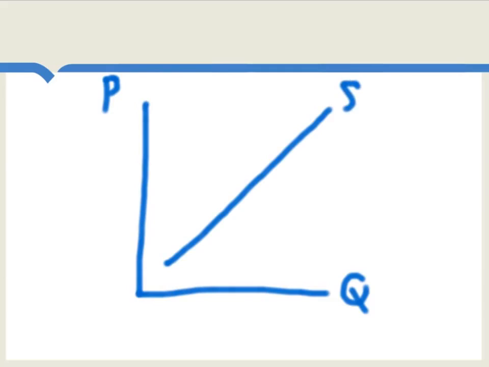On the vertical axis we have P, which means price, and on the horizontal axis we have Q, which means quantity. There's a supply curve which slopes upwards. That means that at higher prices people are more willing to sell water. There's a demand curve which slopes downwards, and that means at higher prices people don't buy as much water.